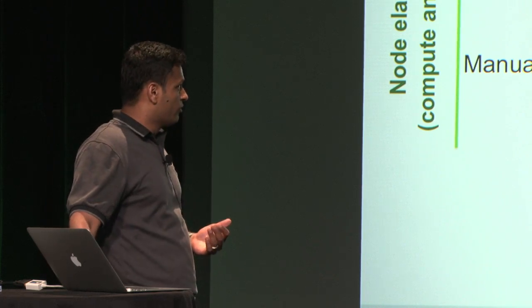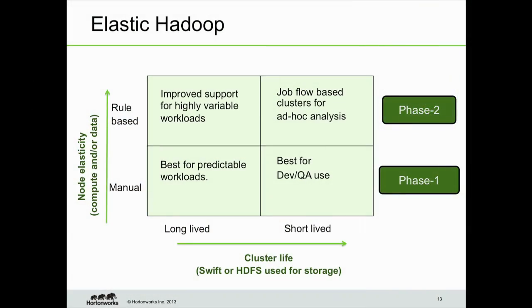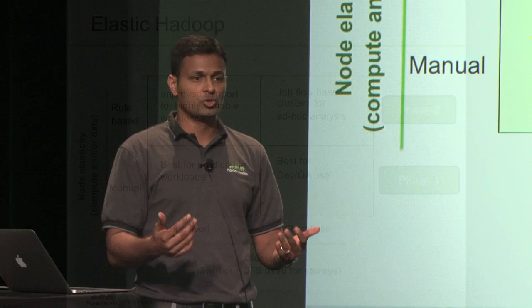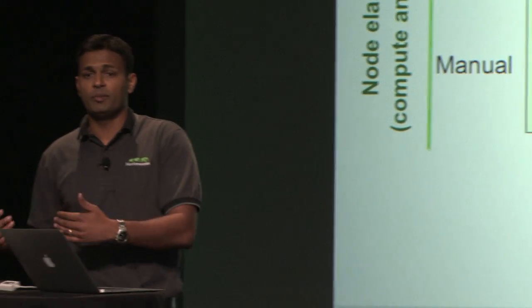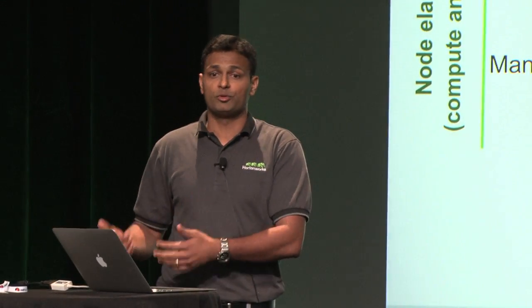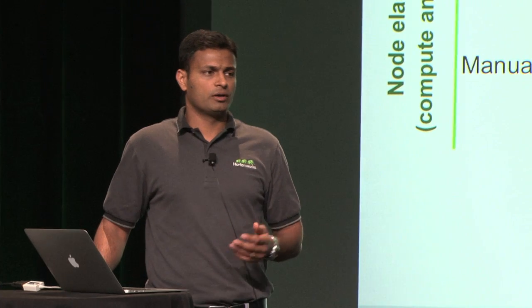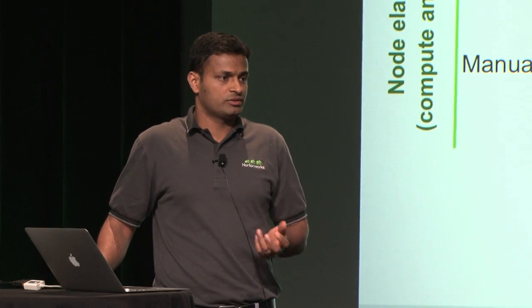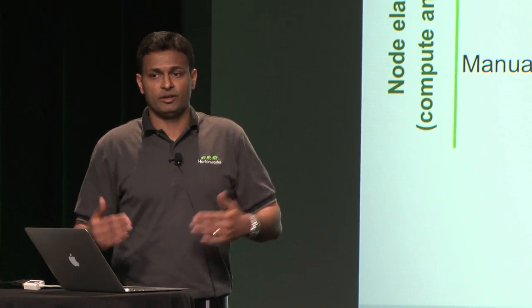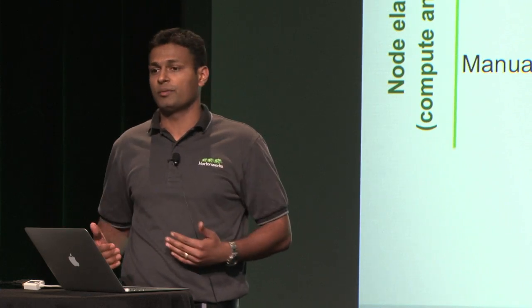For phase two, we will focus more on rule-based node elasticity. When I say rule-based, the rule could be defined on multiple different factors. One of them could be the state of the job flow itself. So you could foresee a scenario where a certain step of the job flow needs a lot of compute power, and there needs to be a way for the user to specify that rule and automatically provision the additional VM images that provide that additional compute power. And this could be useful for job flow-based clusters, where the provisioning is based on job flow itself, and the cluster goes away after the job flow completes.